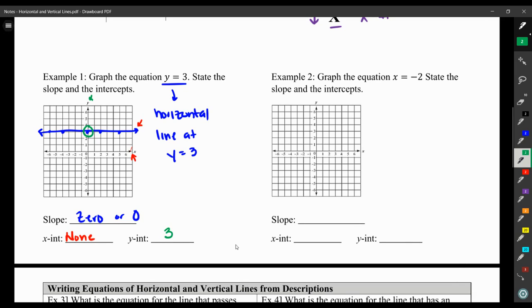For example 2, graph the equation x equals -2 and state the slope and the intercepts. We're going to approach this the same way. x equals -2 is definitely right here on the axis, for sure.